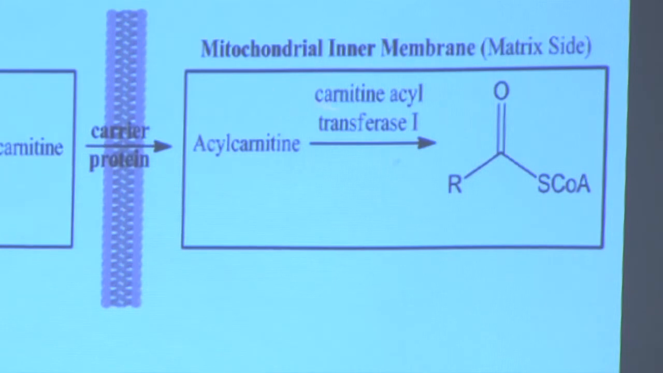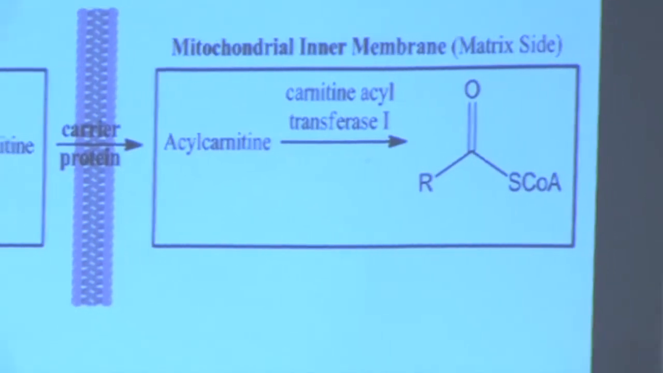Cool, these are just two different carnitine acyltransferases. One transfers the acyl group from CoA to carnitine. The other one just transfers it back once it's on the other side of the membrane.